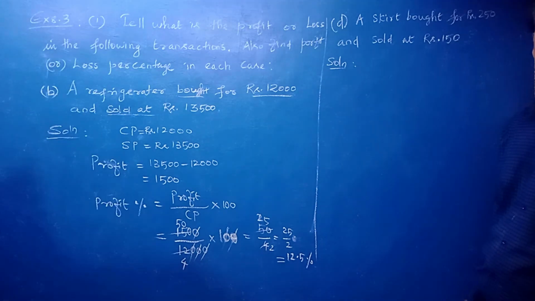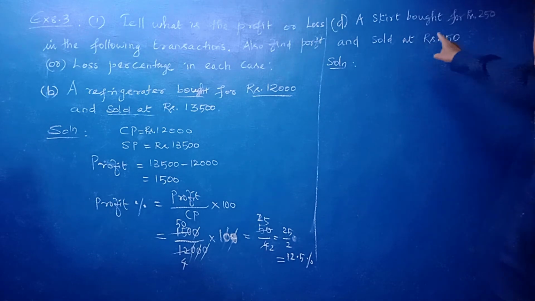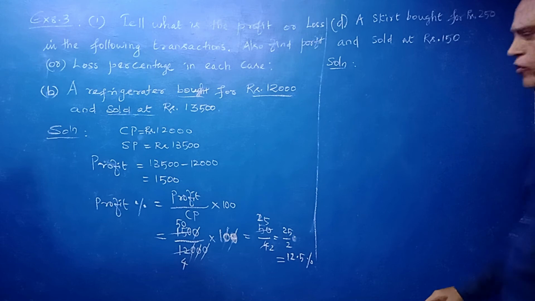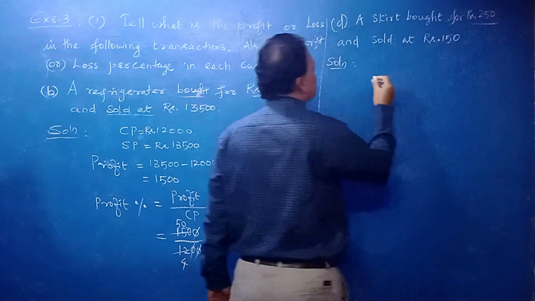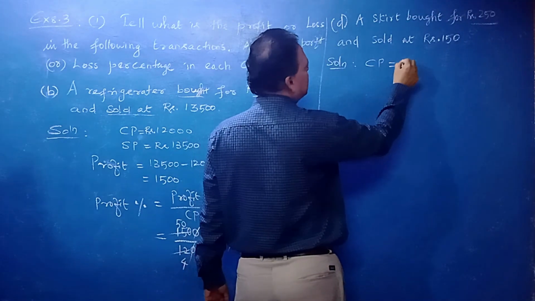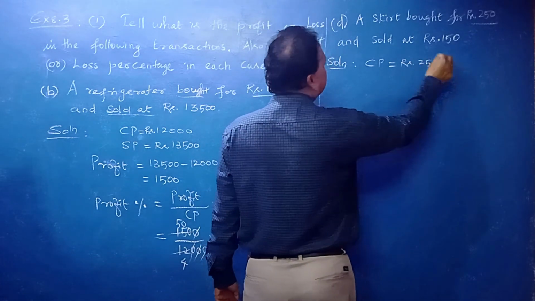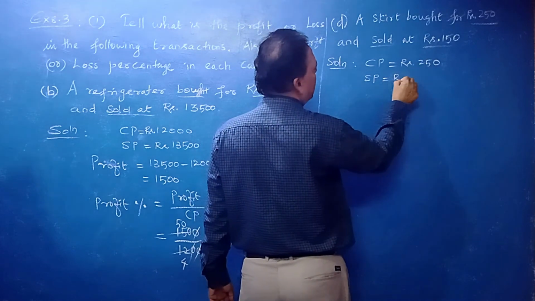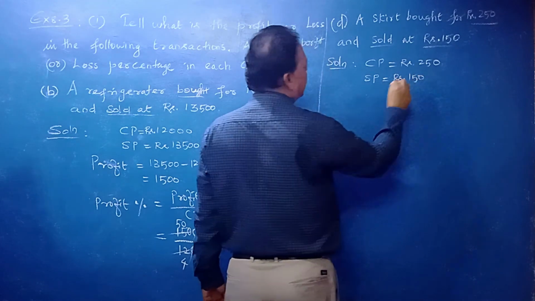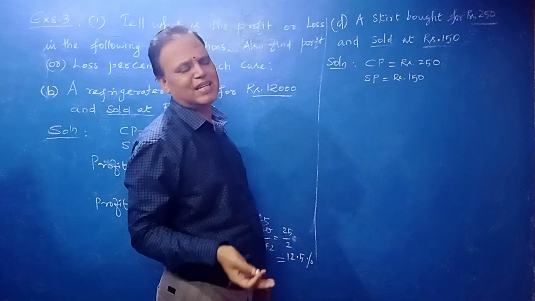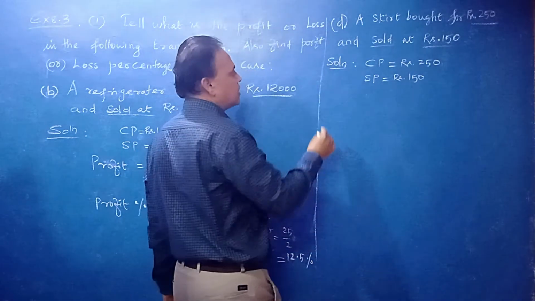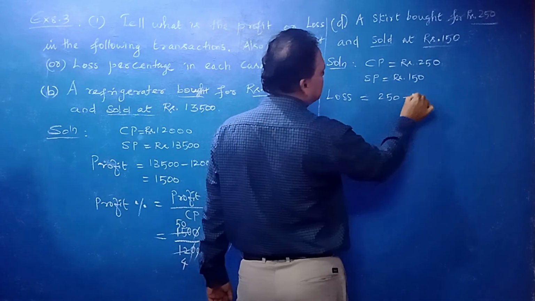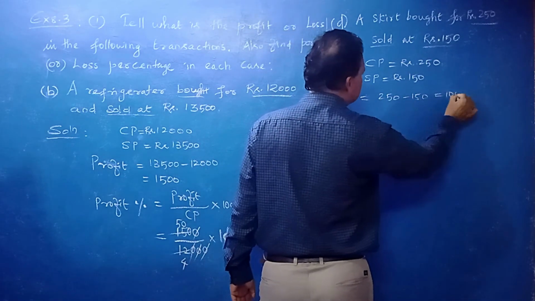So now we will see the next example. A skirt bought for rupees 250 and sold at rupees 150. Bought means CP is rupees 250 and sold means SP is rupees 150. Now here SP is less than CP, so it will be loss. So loss equals 250 minus 150. How much is it? 100. Loss is 100.